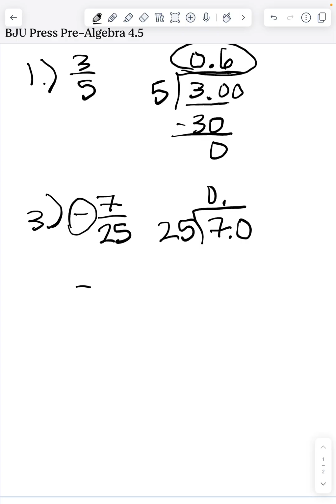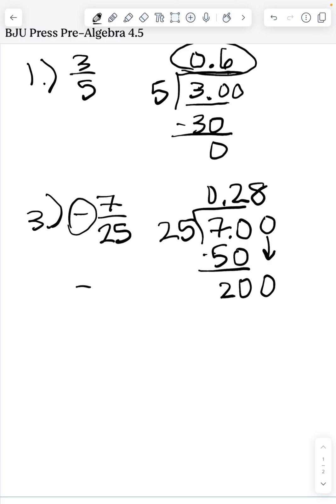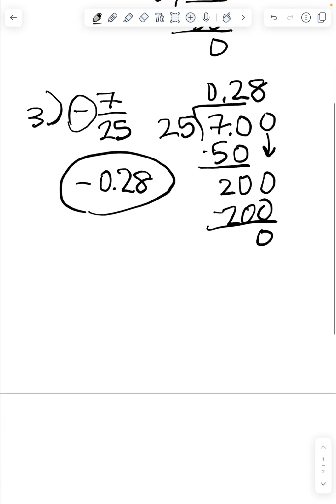So 25 goes into 70 2 times. That's 50. Subtract and get 20. And then we'll need an extra zero this time. Bring down a zero. 25 into 200 goes 8 times. So 8 times 25 is 200. Subtract, and we're finished. So we have terminated our decimal here. So negative 0.28 is the answer.